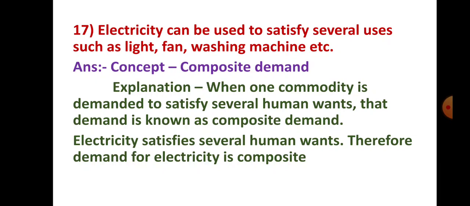Electricity can be used to satisfy several uses such as light, fan, washing machine, etc. So what is the concept here? Here concept is composite demand. After that you have to explain what is composite demand. When one commodity is demanded to satisfy several human wants, that demand is known as a composite demand. So electricity satisfies several human wants. Therefore, demand for electricity is composite.